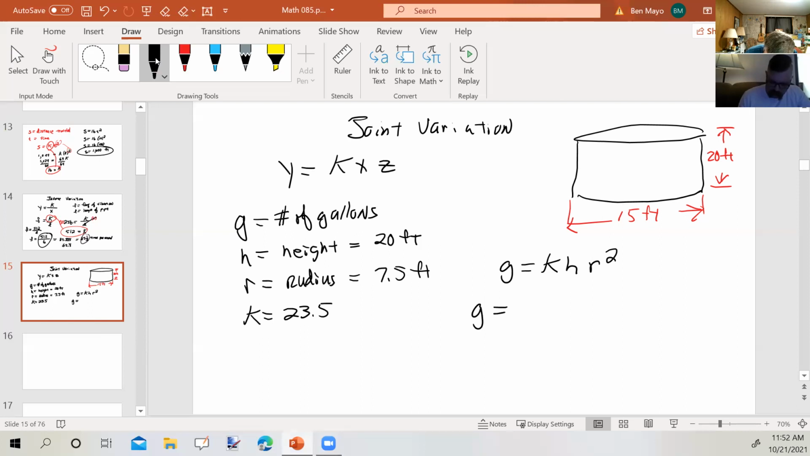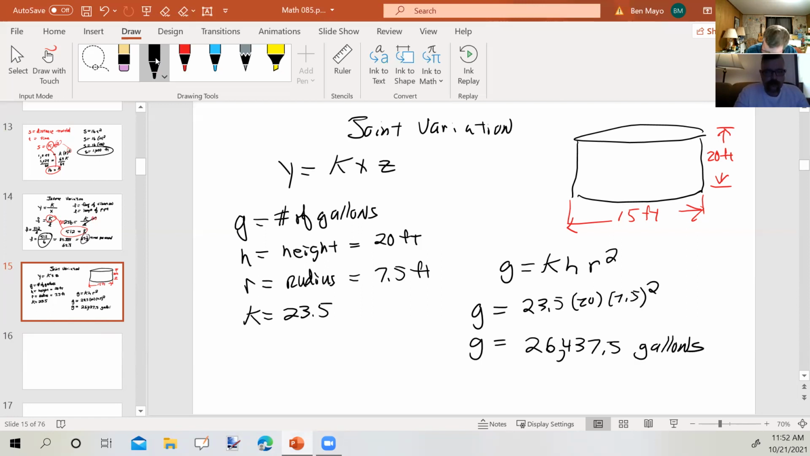G equals 23.5 times 20 times 7.5 squared. So putting that into the calculator, I get 26437.5, and that's gallons. So this particular tank would hold 26,437.5 gallons of oil.